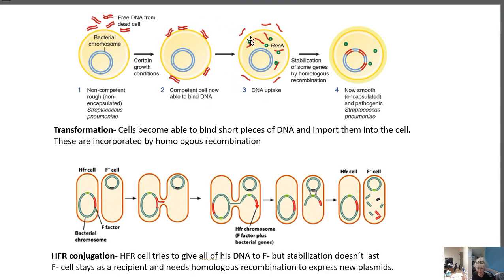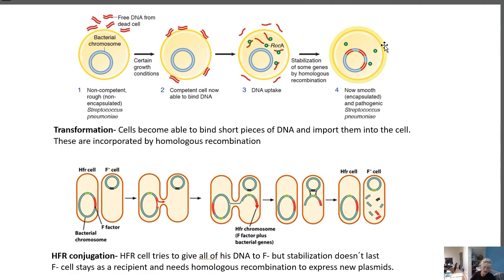What happens? They take up these little pieces in the surrounding fluid, and then they stabilize some of the genes by homologous recombination. So in this circle, do you see how we have new incorporation of the free DNA from one of the dead cells? Now we have smooth, encapsulated, and pathogenic Streptococcus pneumoniae. Boom. We didn't kill it, and it got stronger. It used transformation.